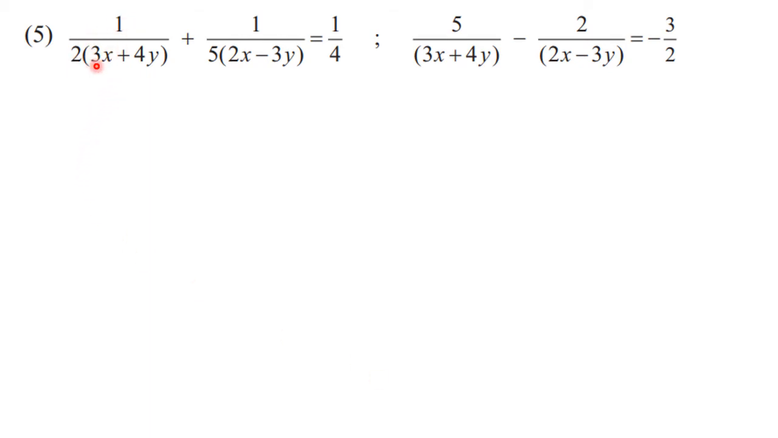1 upon 2 inside the bracket 3x plus 4y plus 1 upon 5 inside the bracket 2x minus 3y is equal to 1 upon 4. And here 5 upon 3x plus 4y minus 2 upon 2x minus 3y is equal to minus 3 upon 2. Okay, now this question is again of substitution and you can do it by yourself. How to do it now, see here. First of all, you will find that here the numbers are there in denominator. So you need to eliminate them, and for that purpose you have to multiply this equation by LCM of 2, 5 and 4.